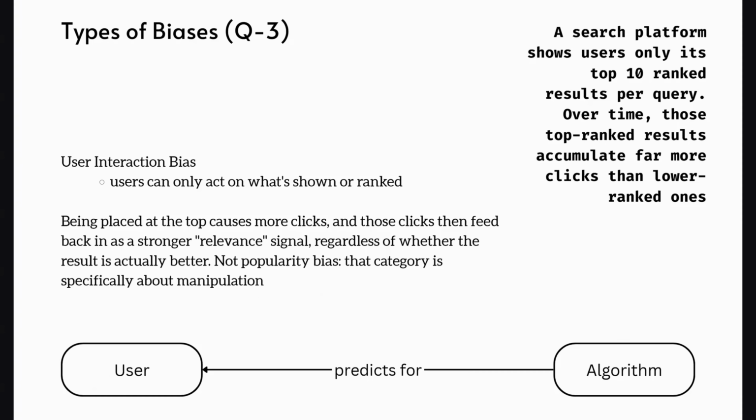The third is a search platform shows only its top 10 ranked results per query. Over time, those top ranked results accumulate far more clicks than lower ranked results. And hence, what this would be is user interaction bias, that users are only acting on what they are shown as ranked. Being placed on the top is just causing you to click it more often, and hence you are using it more. It's not popularity bias because that category is specifically about manipulation of some kind, which it isn't here. It's just the way that it only shows the top 10 ranked. You're not manipulating anything. But then there's this over time.